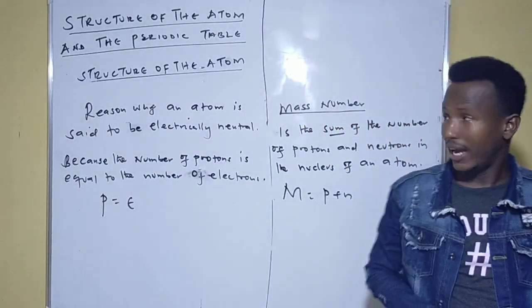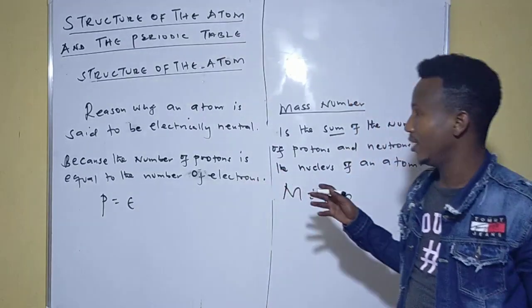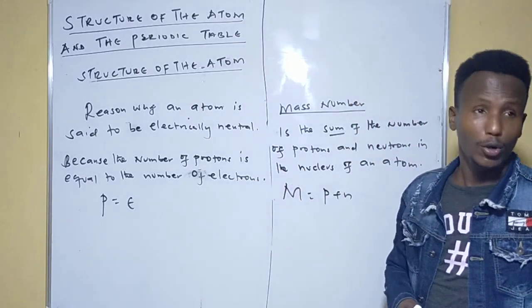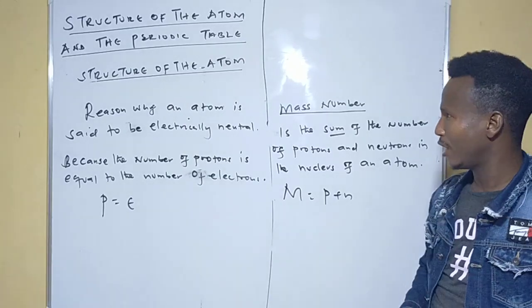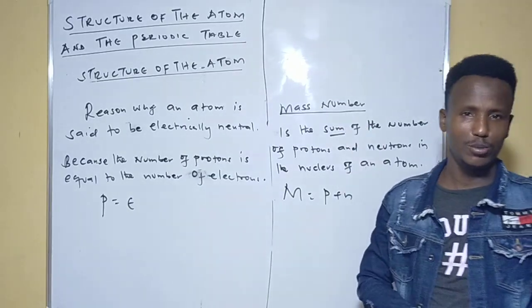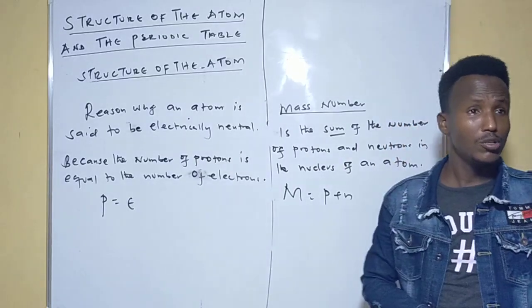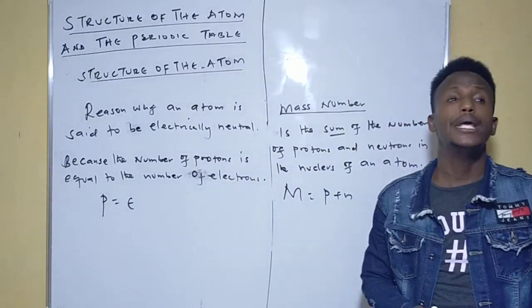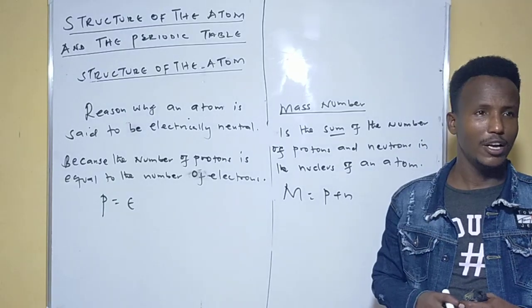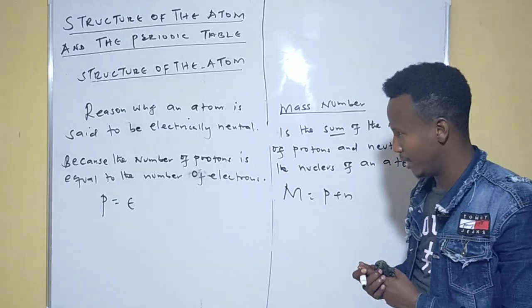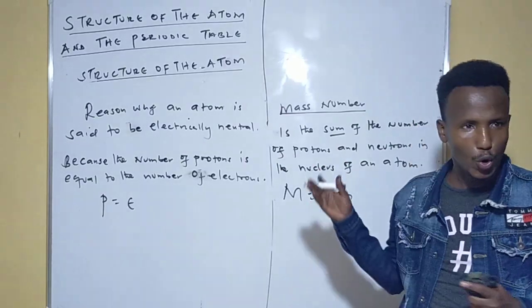Okay guys, that is about the structure of the atom, and that is the concept of chemistry about the structure of the atom. In our next class, we're going to discuss the periodic table, which is very, very important, by the way. But make sure you go through this.